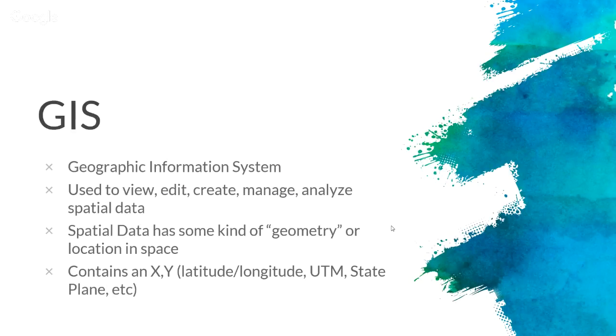So, right, GIS is a Geographic Information System, which we use to view, edit, create, analyze, and manage all things spatial data. Spatial data has to have some kind of geometry. It has to have that location in space, and that location in space contains that X, Y, right? This is what we just talked about. It has to have some kind of place on Earth that we can show. Once we have that, we can do further analysis. We can edit, we can manage, but it needs to have an X, Y. As I said, this XY can be latitude, longitude. It could be UTM. It could be state plane. It could be military grid. But it has to have an XY.